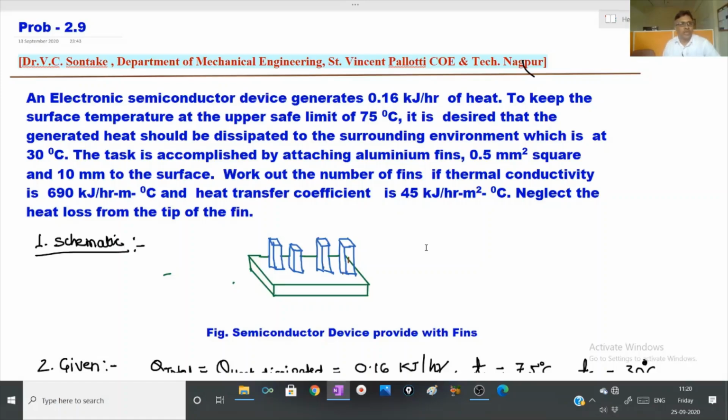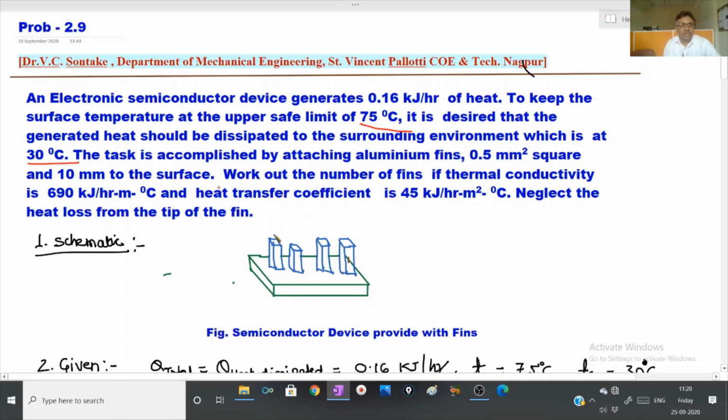Problem 2.9. An electronic semiconductor device generates 0.16 kilojoule per hour of heat. To keep the surface temperature at the upper safe limit of 75 degrees Celsius, it is desired that the generated heat should be dissipated to the surrounding environment, which is at 30 degrees Celsius.